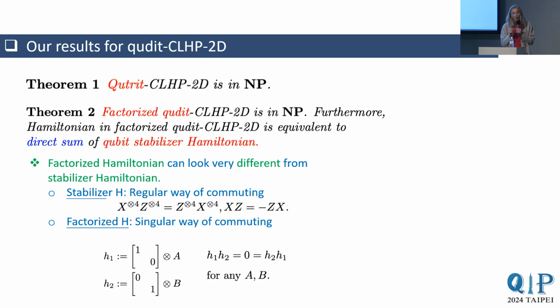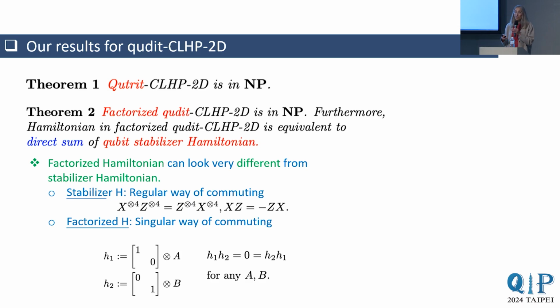And so this gives rise to a stabilizer-like structure. Now, there's a second way that two factorized terms can commute, and that's if their product is 0. So if you look at this little example here, I have H1, which is this operator A on the first qubit and some operator on the rest of the qubits. H2 is another operator on qubit 1 and some other B on the rest of the system. And the product of these two terms is 0. Now A and B can have any relationship to each other. They don't need to commute or anti-commute, and they can look very, very different from stabilizer Hamiltonians.